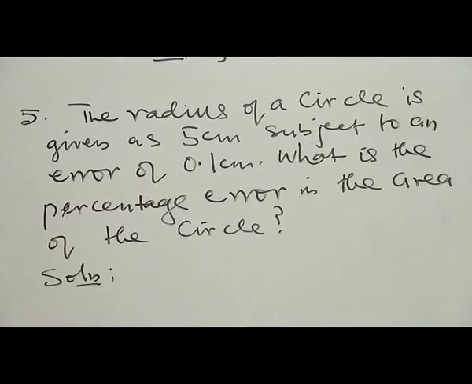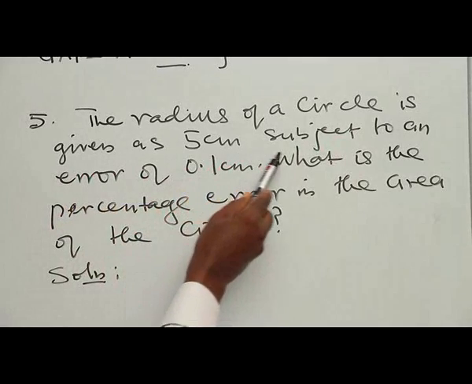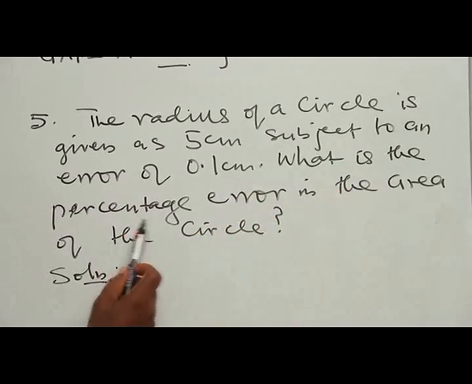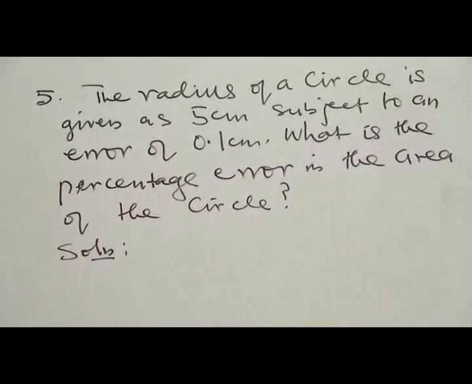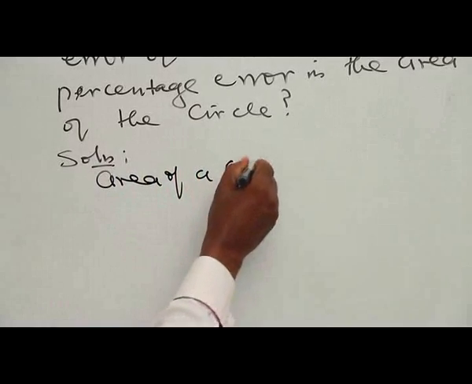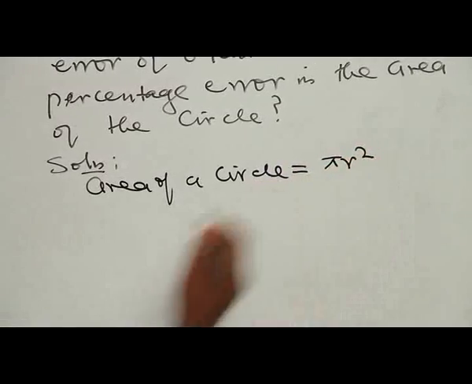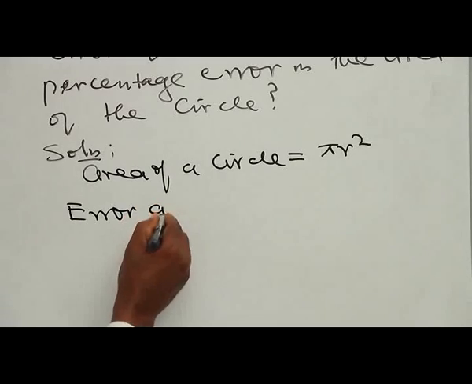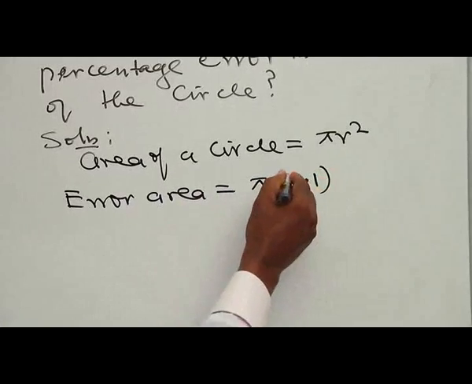Example 5. The radius of a circle is given as 5 centimeters, subject to an error of 0.1 centimeter. What is the percentage error in the area of the circle? You will recall that the area of a circle is calculated using the formula pi r squared. Now, given the error, the error in area will be pi multiplied by 0.1 all squared.